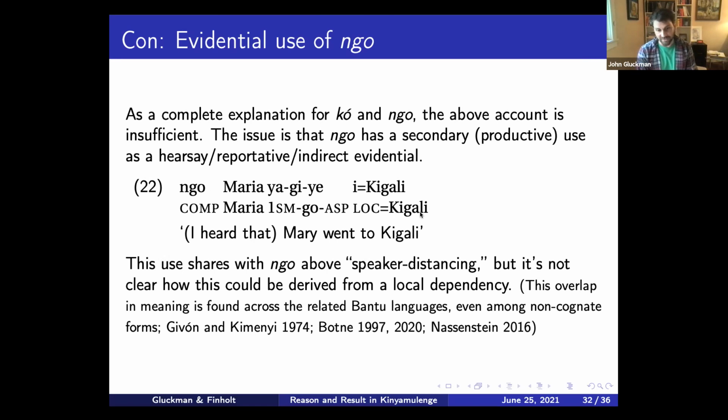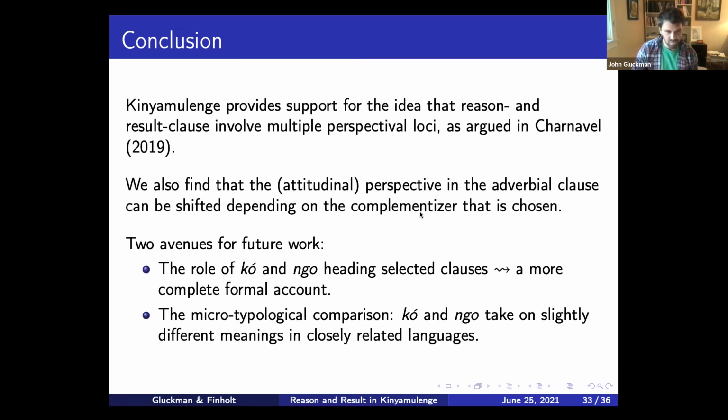And we think it's not obvious how we would derive this particular meaning here, particularly because what we said is that Go really needs to be anchored. It is bound. It involves some sort of binding mechanism. And it's not clear what it will be bound to in this context. And I will point out that this is not just a quirk of Kinyamulenge. This particular facet of these complementizers is found across a bunch of the Bantu languages in the area. And so this really is probably a bigger issue that needs to be addressed.